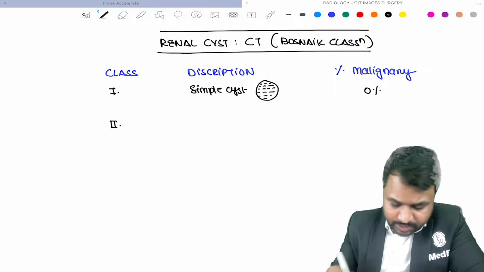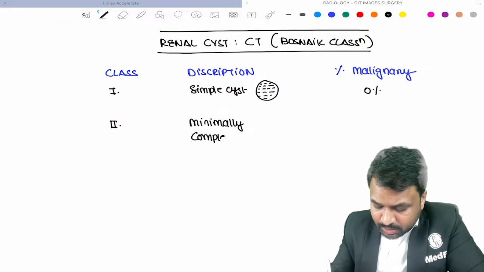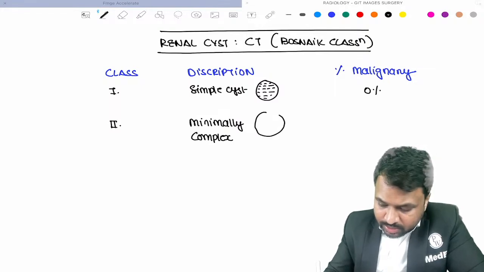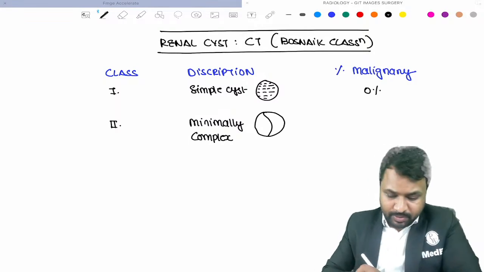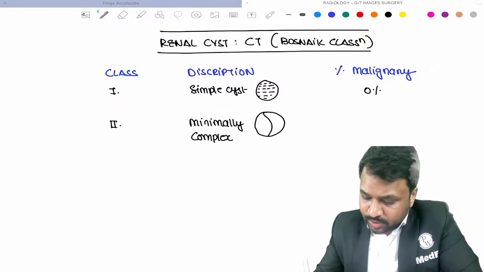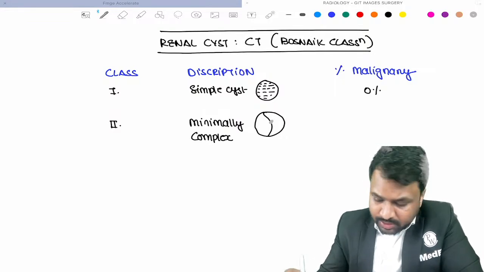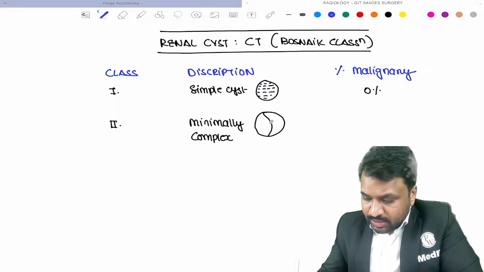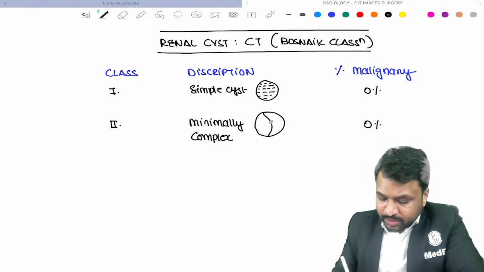Class two is minimally complex. It is a minimally complex cyst, with a thin septum. It's a single thin septum with some calcification noticed, right? Minimally complex means there is a thin single septum, and the probability of this being malignant is also 0%.